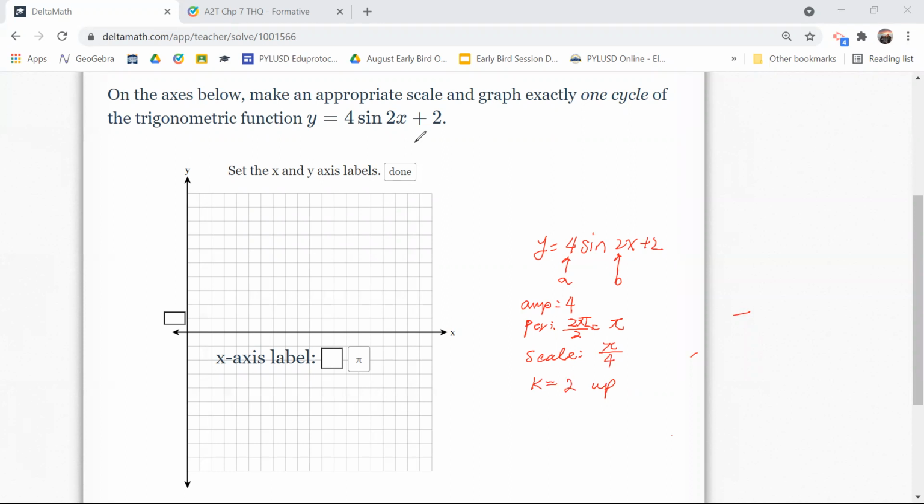Okay, so now I'm going to type in my scale, which is pi over 4. Now we're going to type in 1.